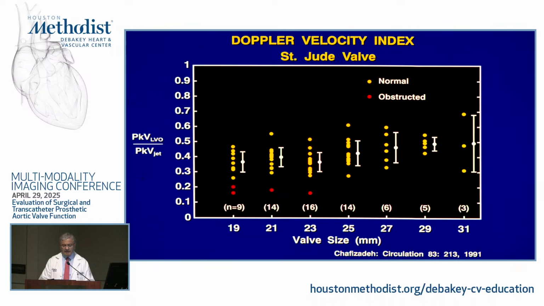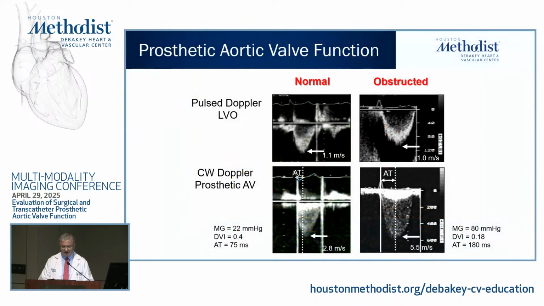Now for percutaneous valves in the aortic position compared to surgical valves, the percutaneous valve has a better flow profile, less obstruction. So the normal in the literature is a DVI greater than 0.45 or even greater than 0.5. And we'll talk about that because the positioning of the pulsed sample volume will really determine what the Doppler velocity index is, particularly in these valves.